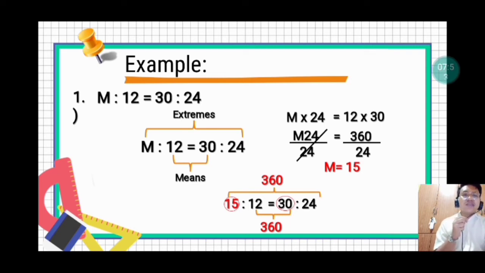And take a look at the consequent. 12, the second term in our first ratio, compared to the second term in the second ratio, our consequent also, 24. From 12 to 24, nag-increase din. So, both terms increased. Nagkaroon ng increase. So, that is why we can say that these ratios are direct proportion. Parehas silang tumaas. From 15, naging 30. From 12, naging 24. Nagkaroon ng direct proportion.